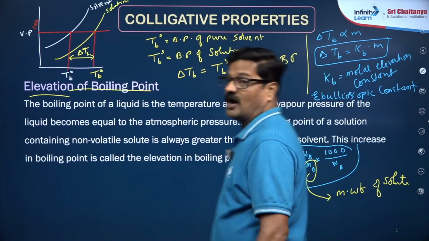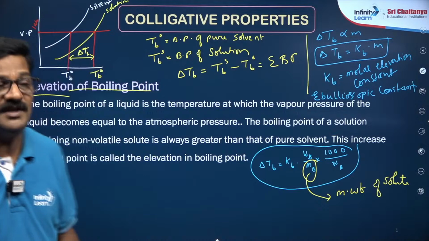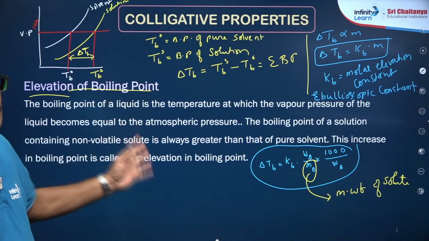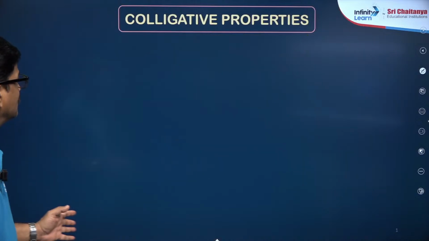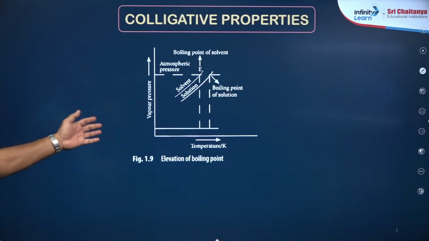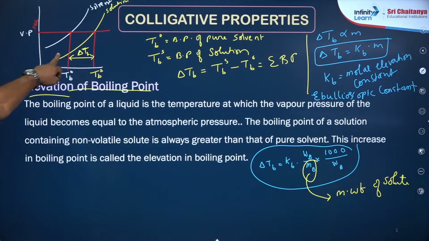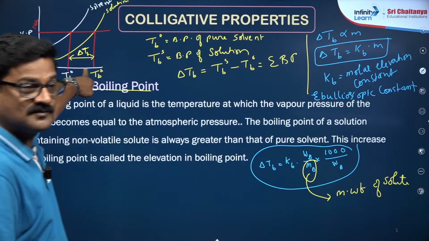I am telling you the main use of the colligative properties: to calculate the molecular mass of the solute. Okay. So this is the graph, a little clumsy, that I just wanted to draw from my side. Clear? Fine, children?